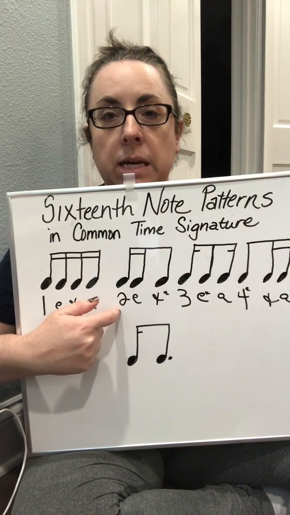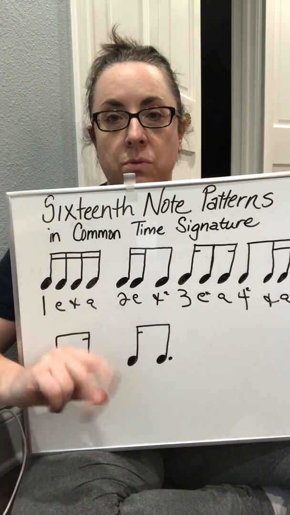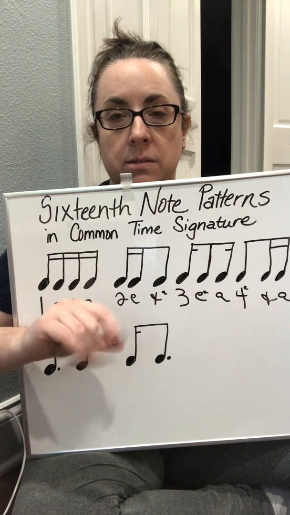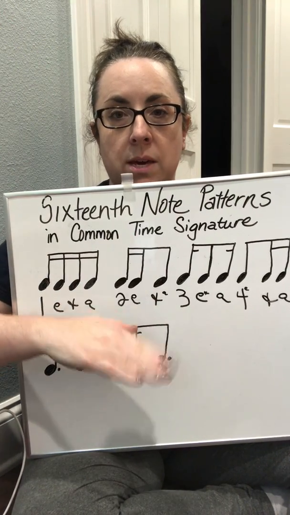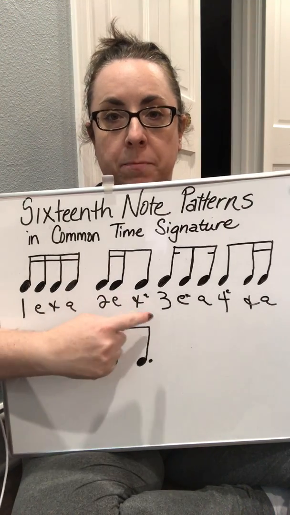Count this second beat with me. Think of how it would go. 2 and, ready and count. 2 E and. If I'm tapping my foot, 2 E and. Again, on the and, my foot is up.